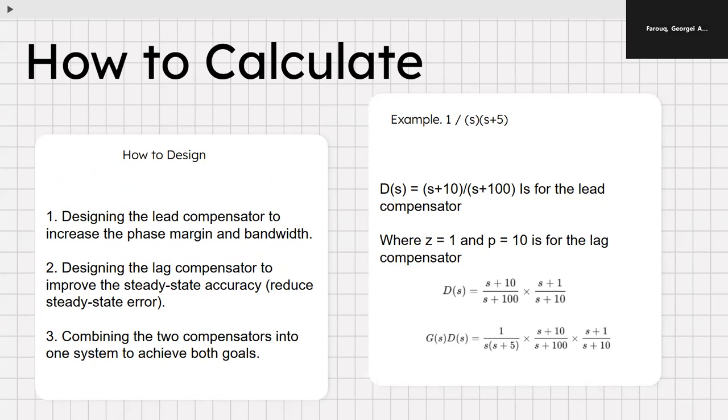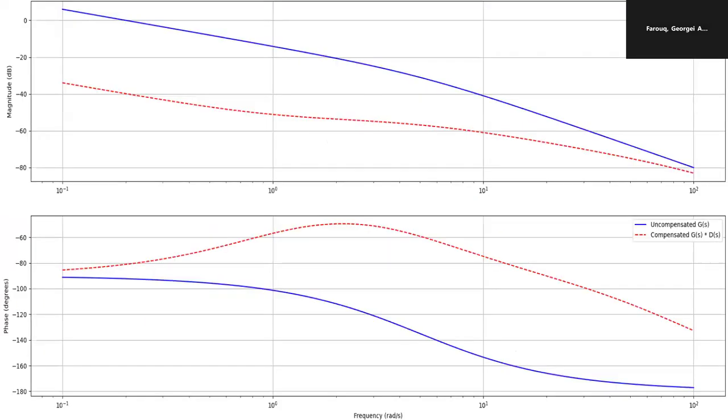So we can see that we're using the same formula as in the previous slides. It's just that this final equation here is the same, but with the original transfer function. And here are the uncompensated and compensated graphs.